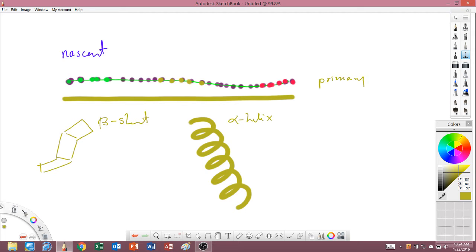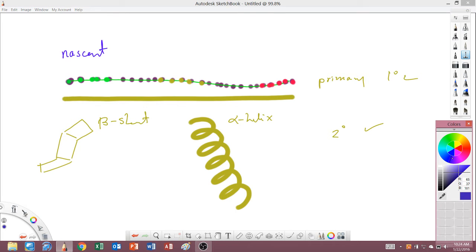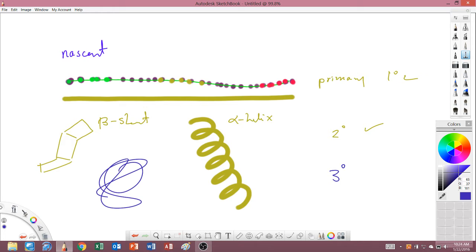Beta sheet and alpha helix are secondary protein structures. Still not a final product. So primary protein, secondary protein, the final product we want is tertiary protein, and that is when this protein folds on itself randomly according to its properties. Okay, all of this will occur where? In the rough endoplasmic reticulum or in the cytosol.